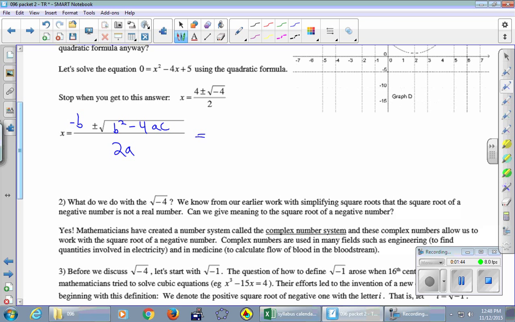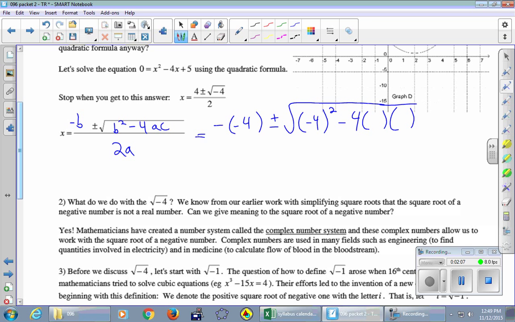Equals negative b. How much is the opposite of b? So actually, I'll do this. How much is b? Negative 4. So there's negative b, plus or minus square root of b squared. Again, b is negative 4, minus 4 times a times c. How much is a? 1. How much is c? 5. All divided by 2 times a. A is 1. Okay, so we'll just crunch the numbers here.